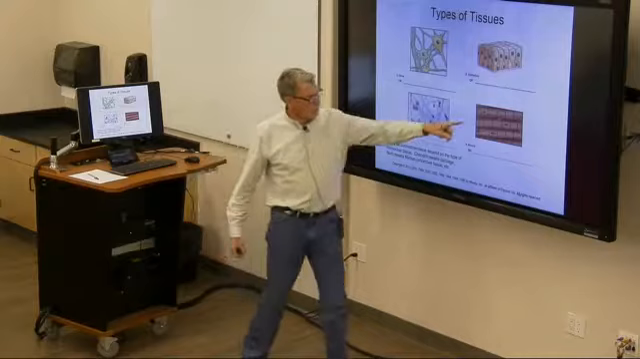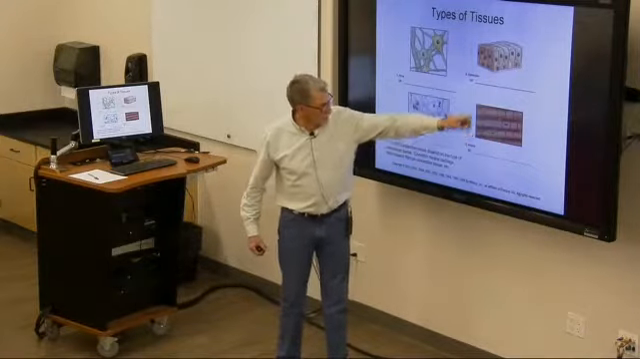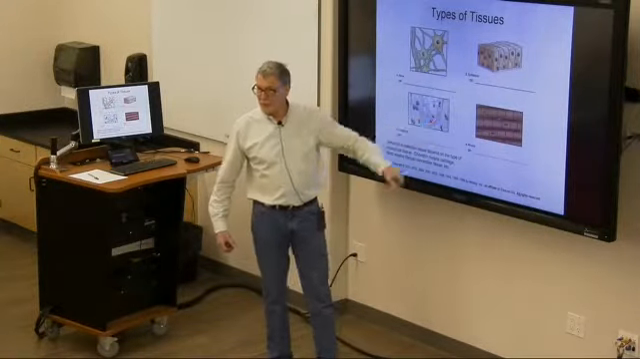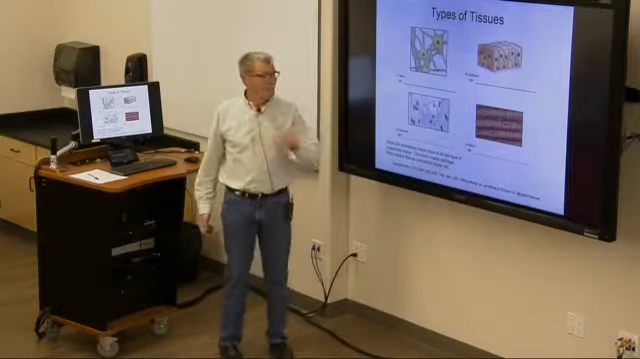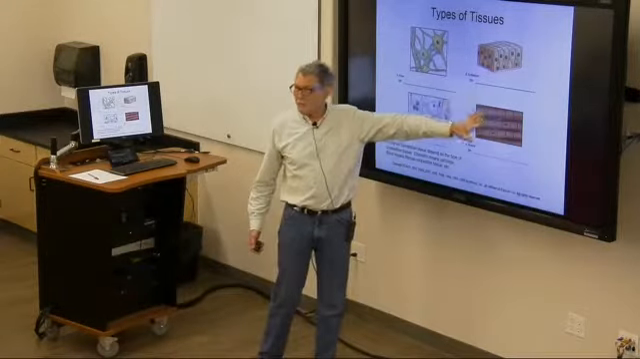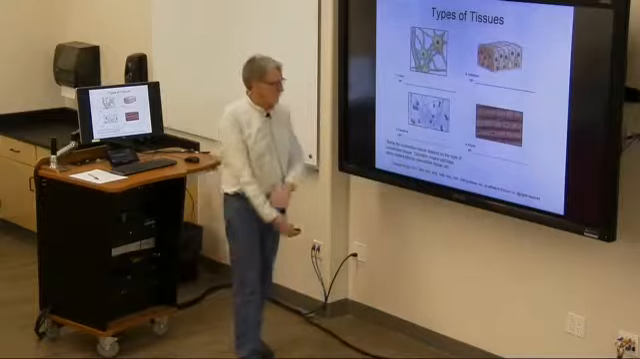This in particular is that striated skeletal muscle. See how striped it looks? And that's why it's called that. Smooth muscle is built differently and it looks smooth. That's why it's called smooth.